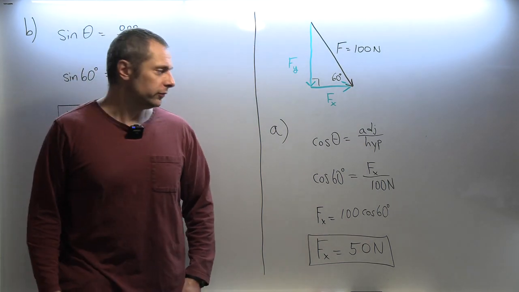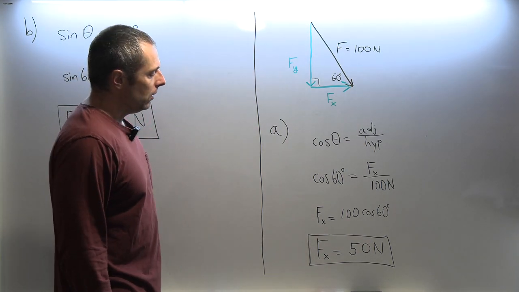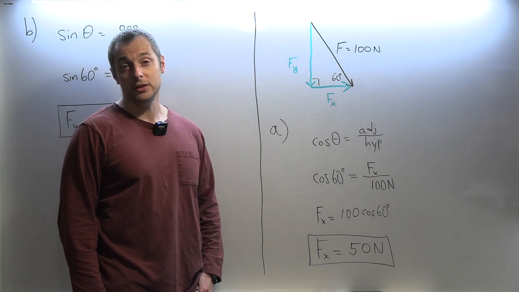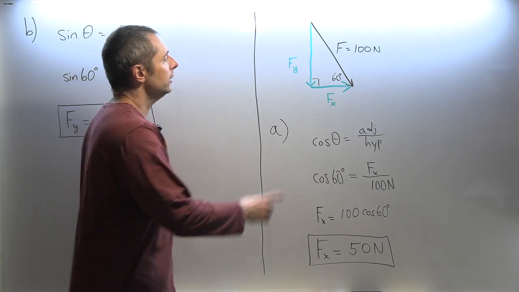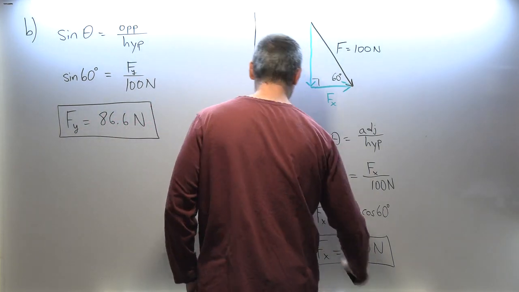So let's suppose I wanted a horizontal component of 60 newtons instead of 50. But I'm still going to push 100 newtons.